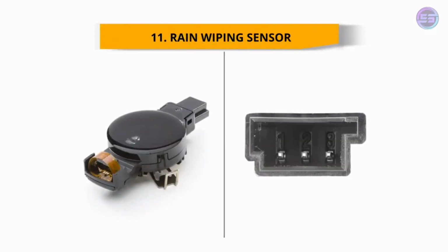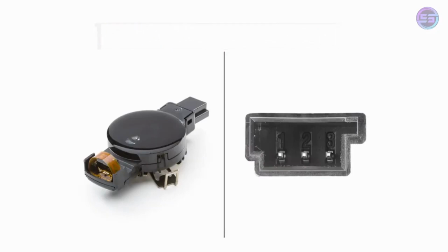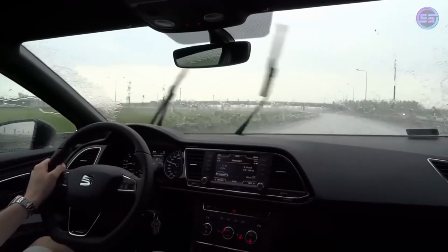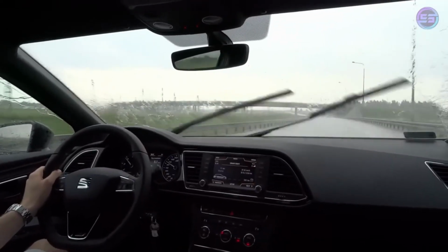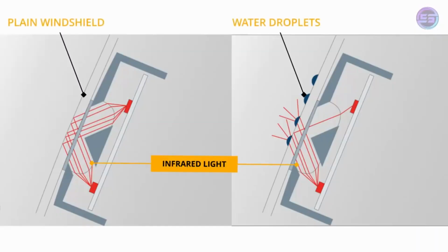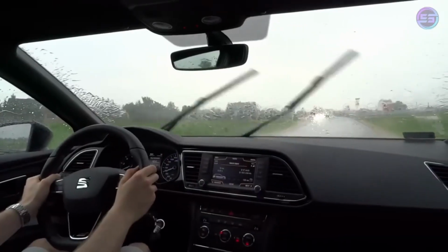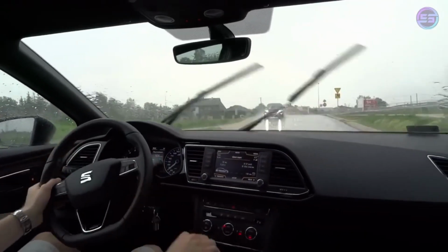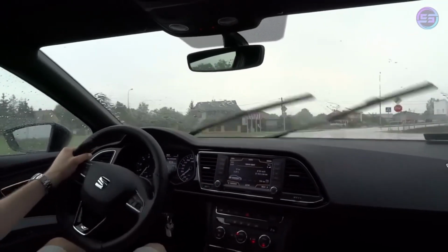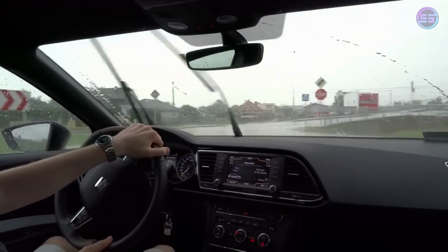Number 11. Rain wiping sensor. The rain sensor is located on the upper end of the windshield glass, senses the amount of rainfall, and controls the wiping cycle for the proper interval. It sends out a beam of infrared light. When water droplets are on the windshield, the light is reflected back at different angles. This tells the system to activate the wipers, as well as adjust wiper speed and frequency based on the intensity of the precipitation, combined with the vehicle's speed.